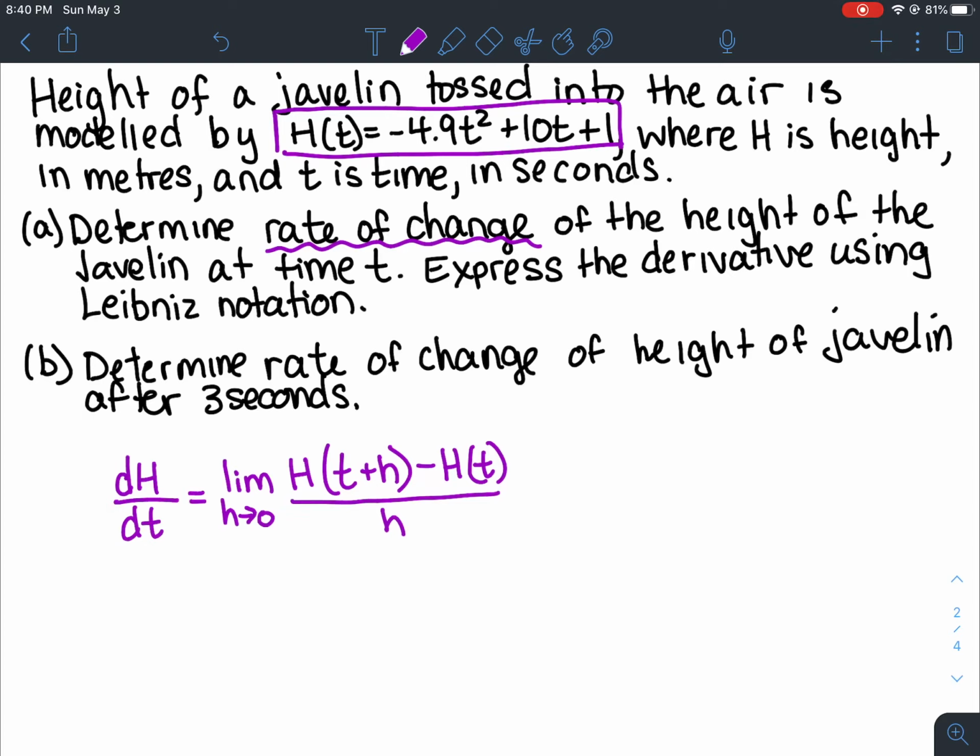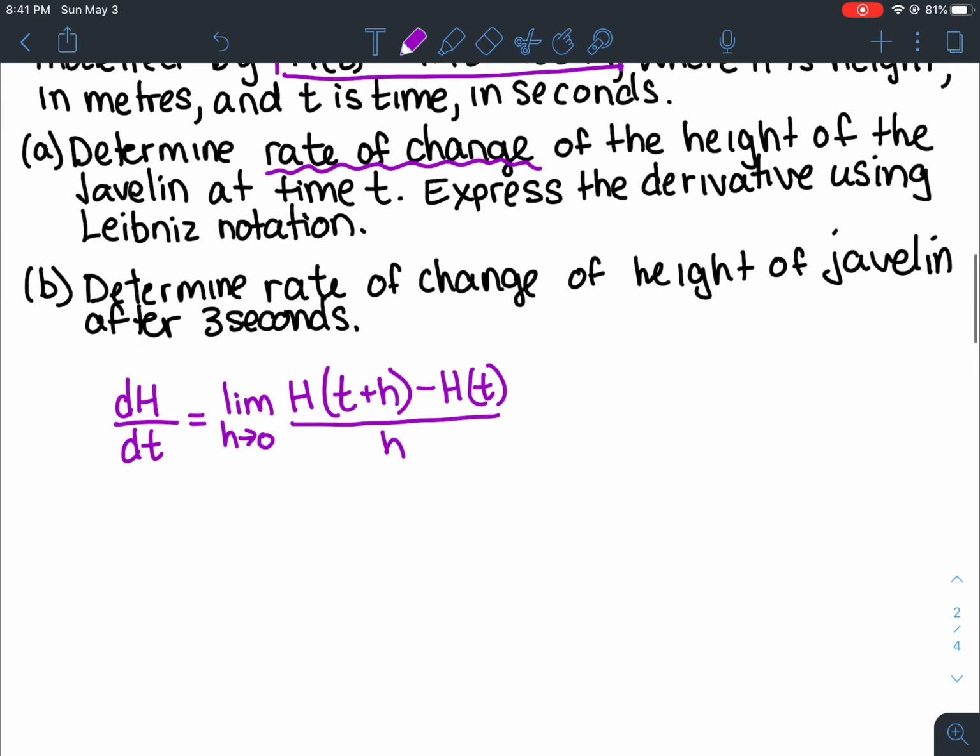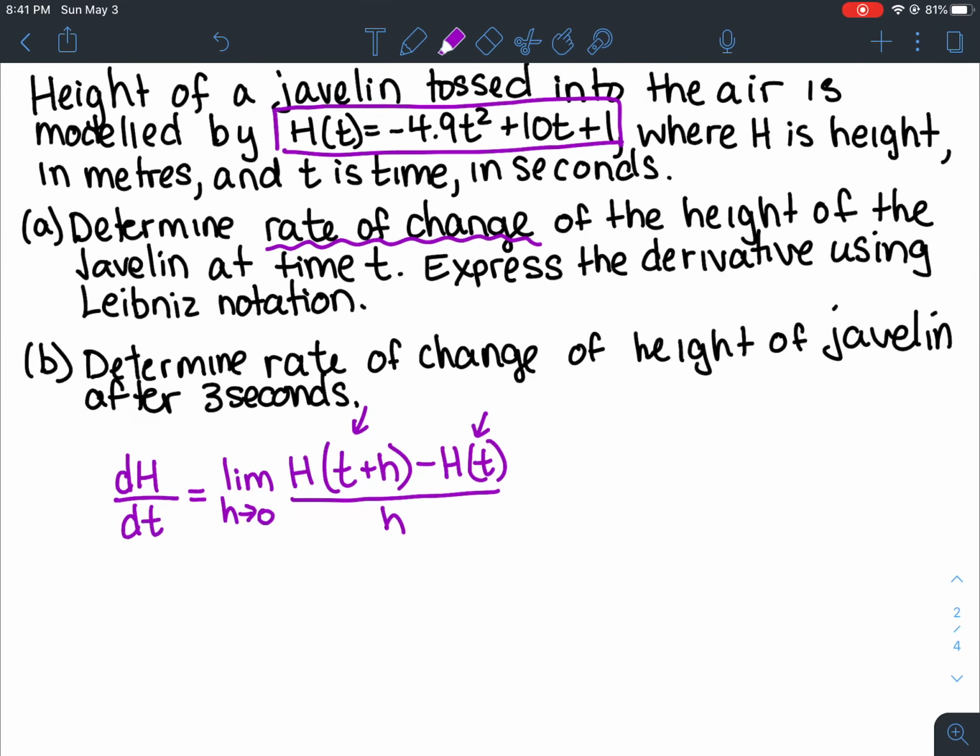Okay, same formula. You know how normally I like to calculate these two things before I start? We already know what H of t is, it's just this. Then we need H of t plus h, so let's calculate that off to the side. H of t plus h is going to be equal to, basically everywhere you see a t in that expression, you're going to put t plus h. So we get negative 4.9 (t plus h) squared plus 10 (t plus h) plus 1. All I did was everywhere I saw a t, I changed it to t plus h, and I had to put it in brackets.